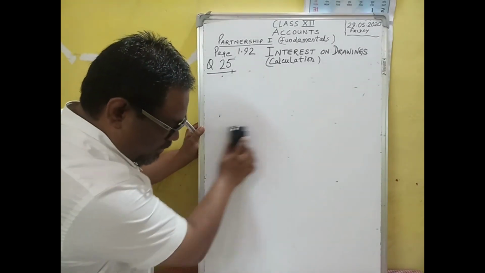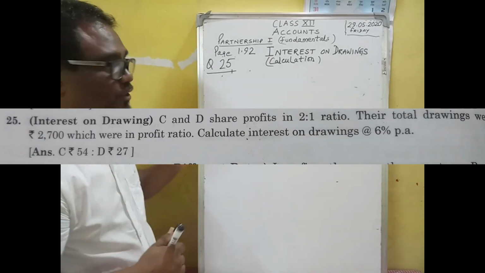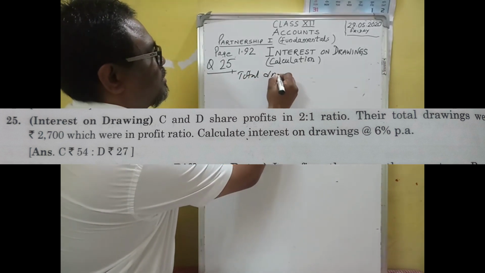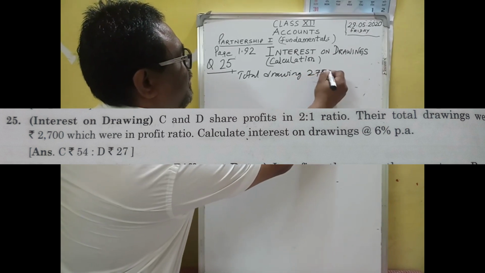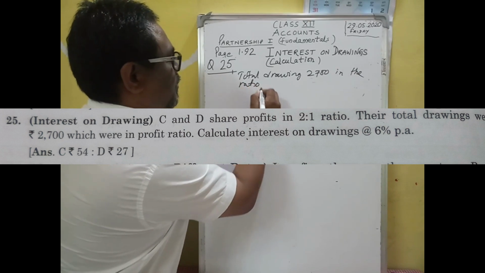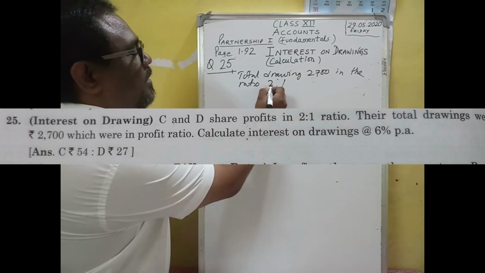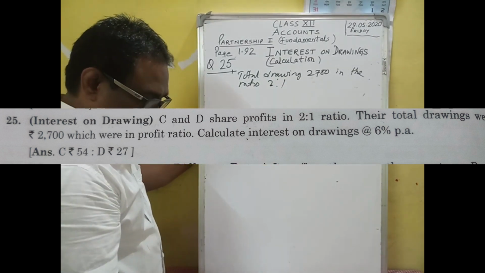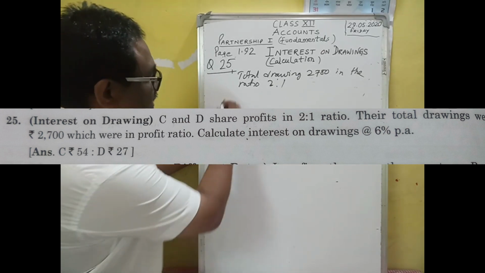In question number 25 also here, total drawings is 2,700. Total drawings 2,700 in the ratio 2:1. So here the partner, there are two partners here, C and D.